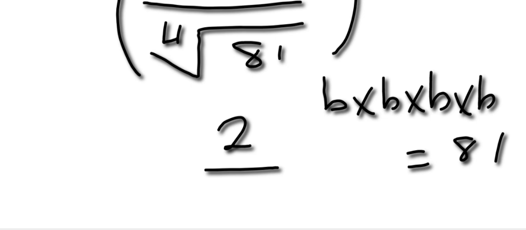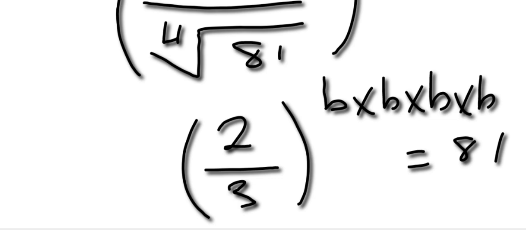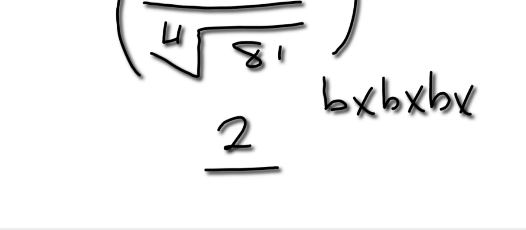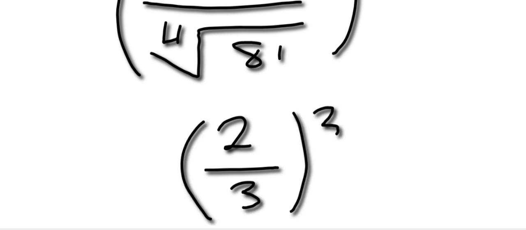Go to 3. What if you use 3? 3 times 3 gives you 9. 9 times 3 gives you 27. 27 times 3 gives you 81. So the fourth root of 81 is simply 3. Then this one has to be raised to the power of 3, the whole of that thing. Let me just erase. So we have 3 here. Then everything here to the power 3.